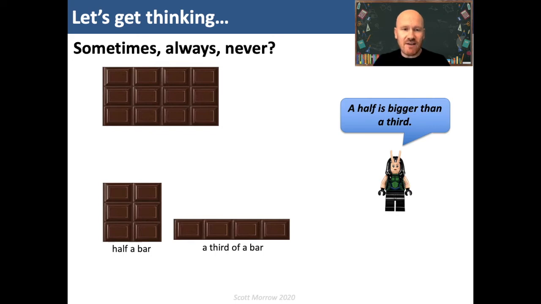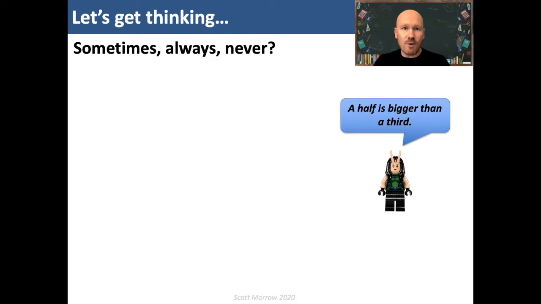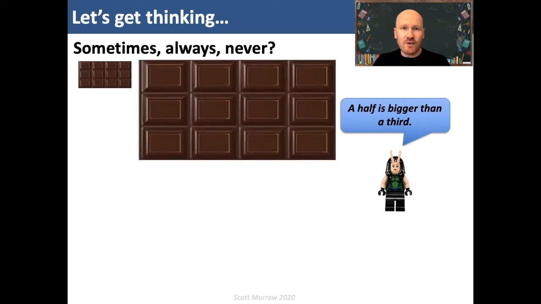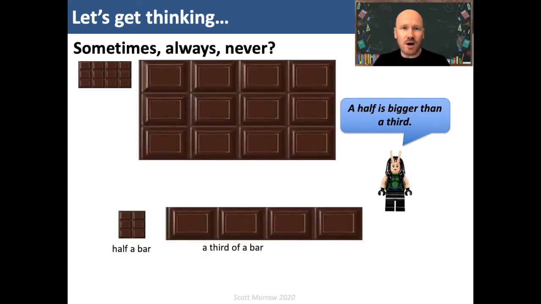However, instead of having that 1 bar of chocolate, let's just say that we've got those 2 bars of chocolate there. If I offered you a half of the first bar or a third of the second bar, then we can see in this instance that actually a third of the larger bar is bigger than half of the smaller bar. So here a third is actually bigger than the half. So again, it's sometimes true. The size of the fraction depends on the size of the whole amount.